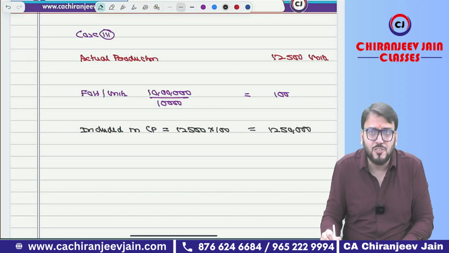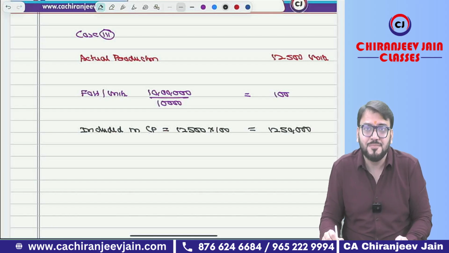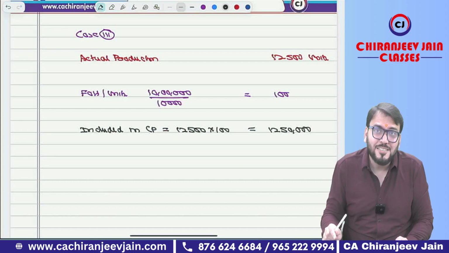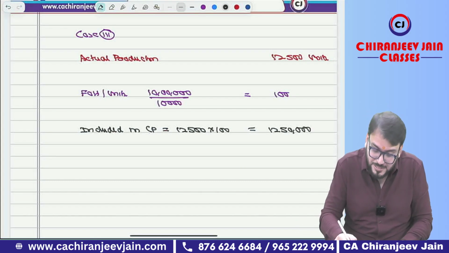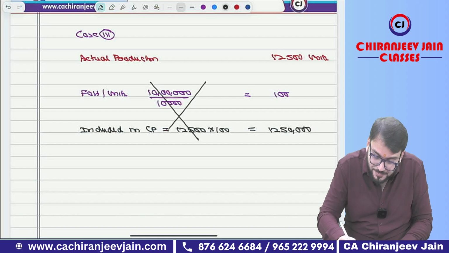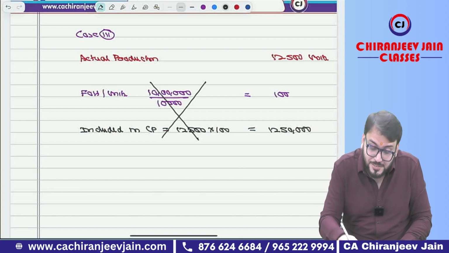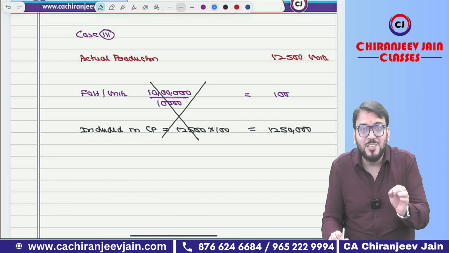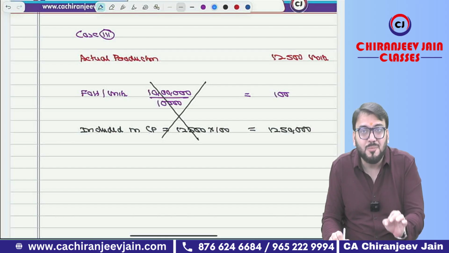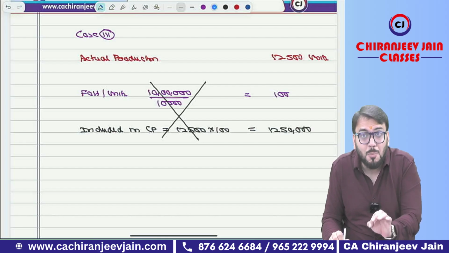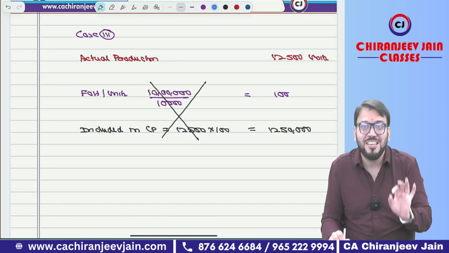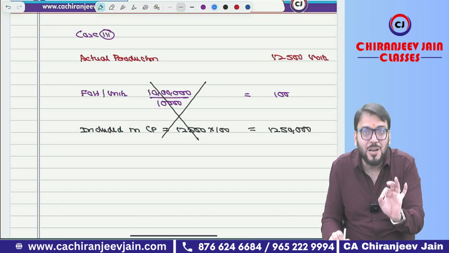Whether it is practically possible, you have incurred 10 lakh. Can you recover more than that 10 lakh? No, not possible. Means here the formula is defeated. Are you getting what I am saying? And therefore AS2 says that fixed overhead will be allocated to each unit on the basis of actual production or normal production, whichever is higher.